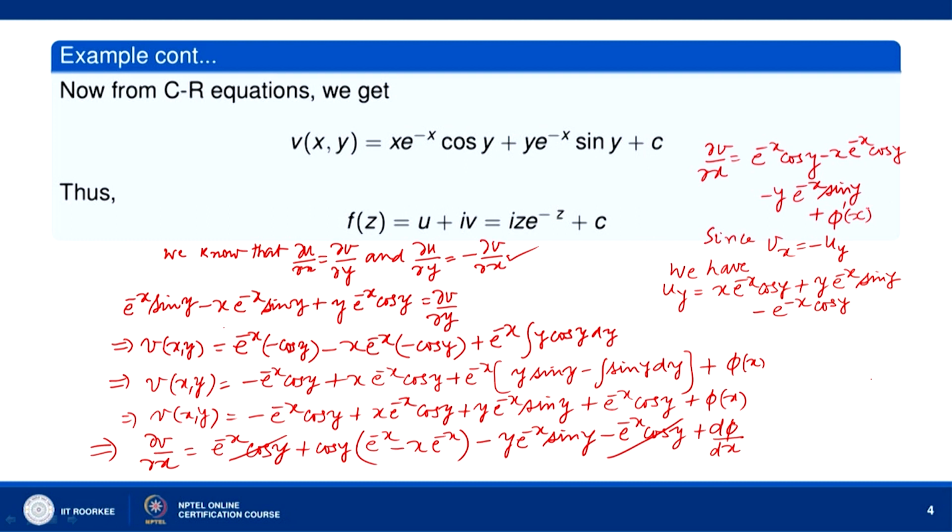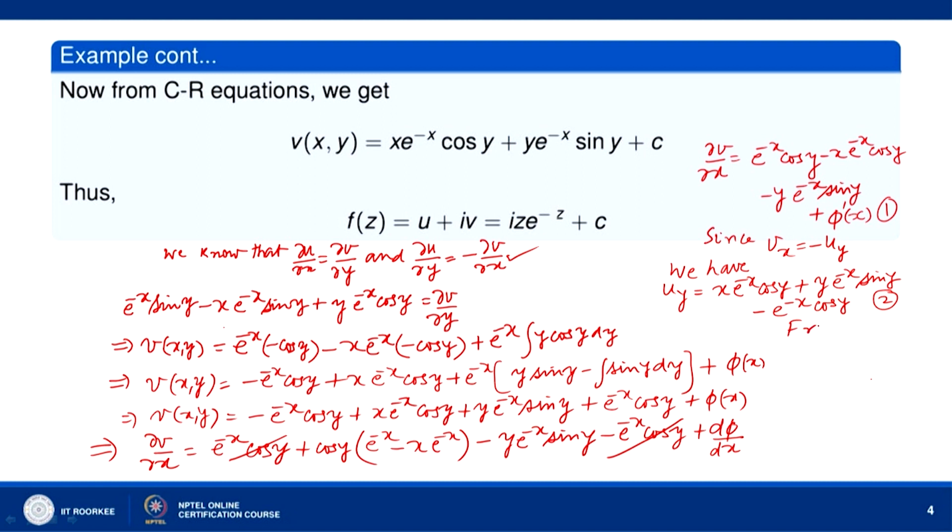Now let us call this equation 1 and this equation 2. So vx equal to this value and uy equal to this value. From 1 and 2, what do you notice? vx equal to minus uy. So vx equal to minus uy will give you what? This term will cancel with this term, this term will cancel with this term when you use vx equal to minus uy, and this term will cancel with this term, and what we get? phi dash x equal to 0.